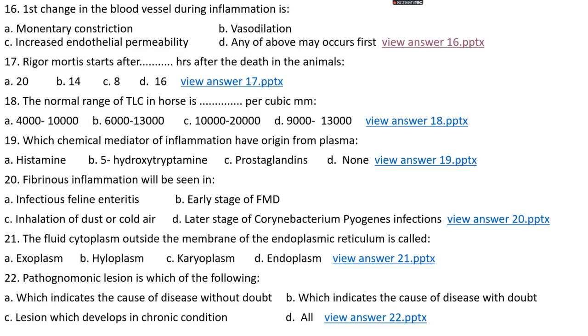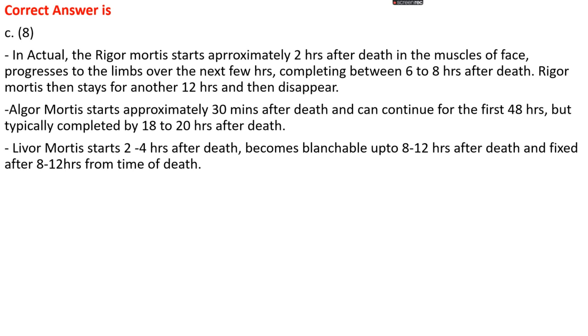Question number 17. Rigor mortis starts after dash hours after death in an animal. Option A, 20. Option B, 14. Option C, 8. Option D, 16. The right answer is option C, that is 8. In actuality, rigor mortis starts approximately 2 hours after death in the muscles of the face at first, progresses to the limbs over the next few hours, and is completed between 6 to 8 hours after death. Since among all options 8 is nearest to that, we choose 8.